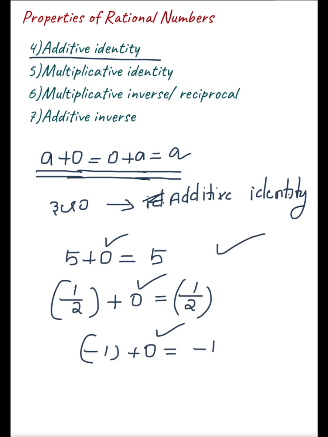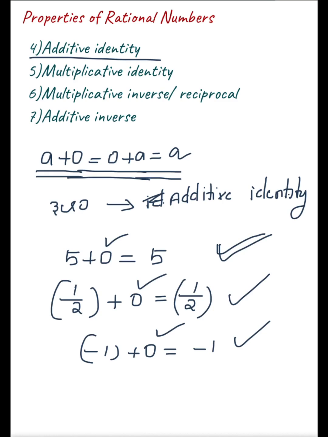Here we have taken three examples. I have considered a whole number, so when 0 is added to a whole number, we are getting the same whole number itself. Here I have considered a rational number and here an integer. In all the cases you can see that when 0 is added to that particular number, we are getting the same number itself as the result. So 0 can be called the additive identity.